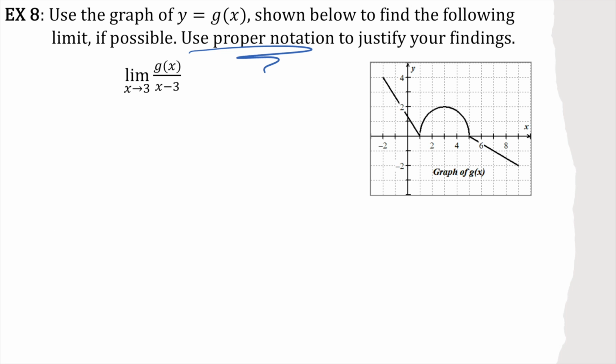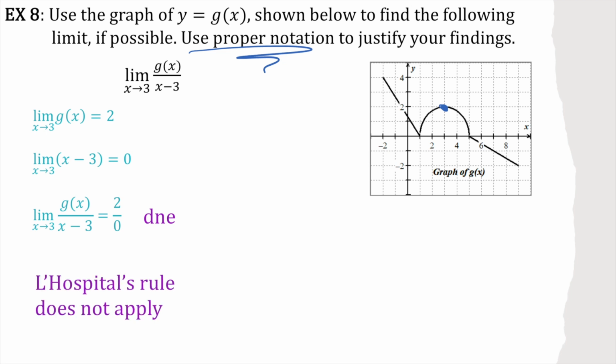Well, let's plug in 3. What's g of 3? G of 3 is 2. Okay. What's 3 minus 3? 0. So we have 2 over 0. That's not indeterminate form. That's just a non-existent limit. So L'Hopital's rule doesn't even apply here.